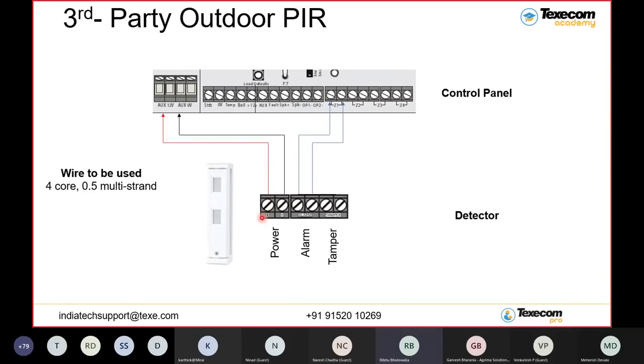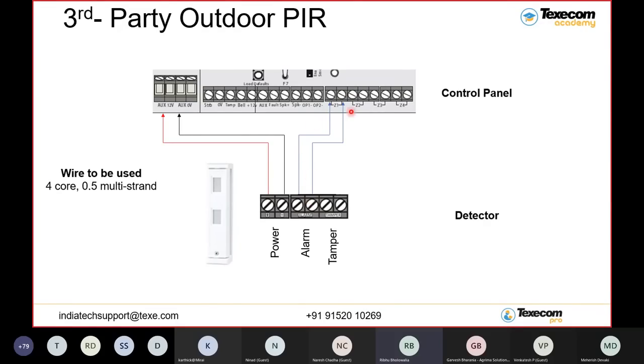This sensor will have power terminals, 12 volt positive and negative, then the alarm terminals and the tamper terminals. If you are using a 4-core wire, the 2-core wire will connect on the power, positive and negative, and the alarm terminal wires will go to the zone terminals, zone 1. If you want to give the tamper connections also, you need an additional 2-core wire and you have to use another zone number, zone 2, for the tamper connection.